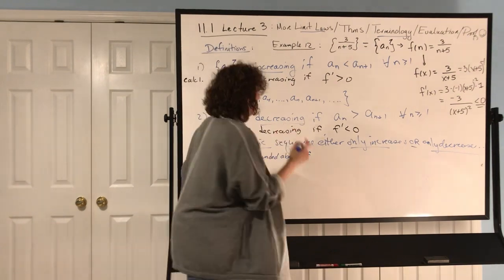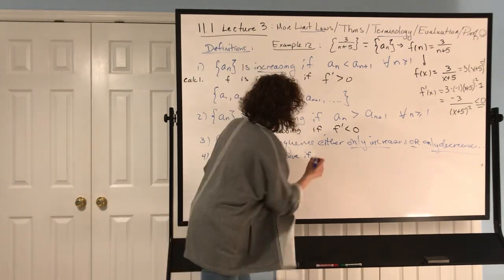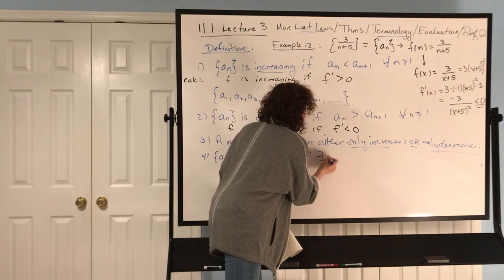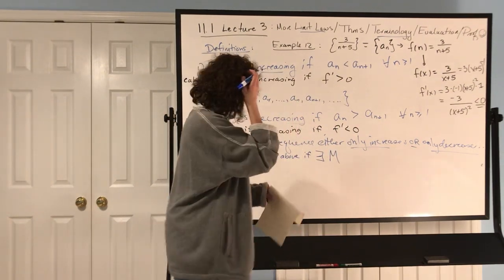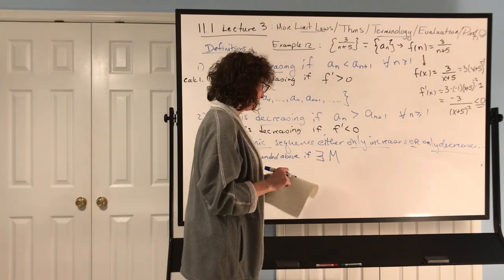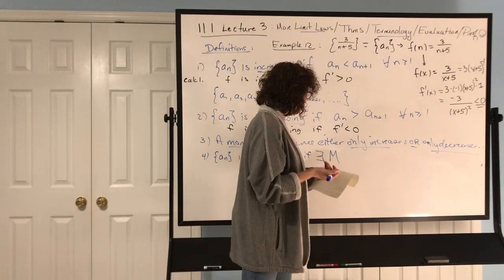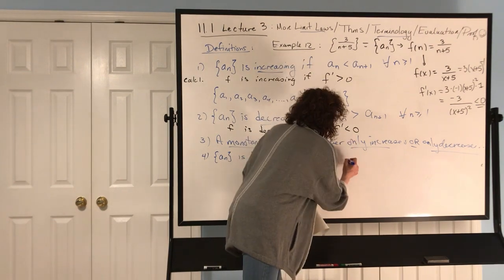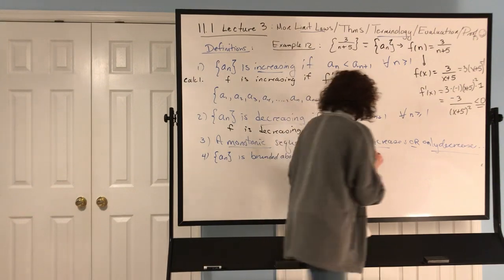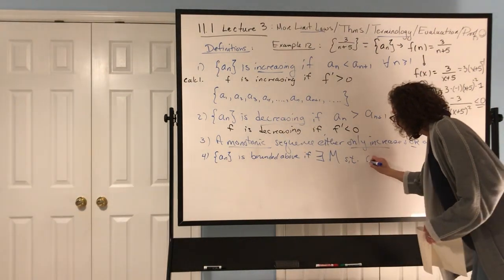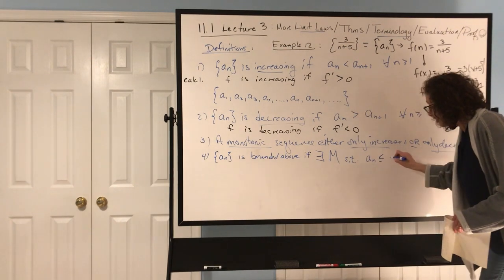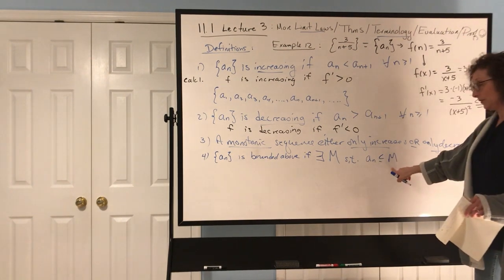If there exists some number, I'll use the book's notation, which is capital M, but don't confuse that with the other capital M from our limit definition. If there exists a capital M such that, let's write this down and make sure we see what it says, the nth term, any term, is smaller than or equal to capital M.